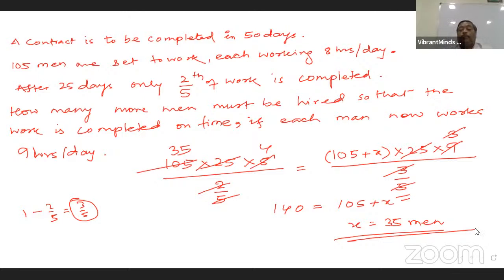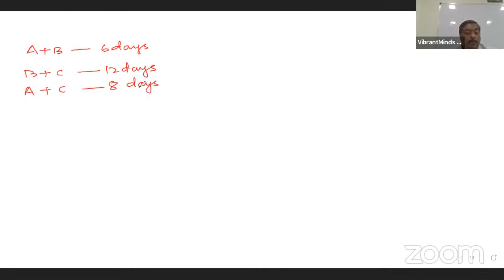Okay, let's go to the next question. A and B together take 6 days to complete a work. B and C together take 12 days to complete the same job. A and C together take 8 days to complete the job.